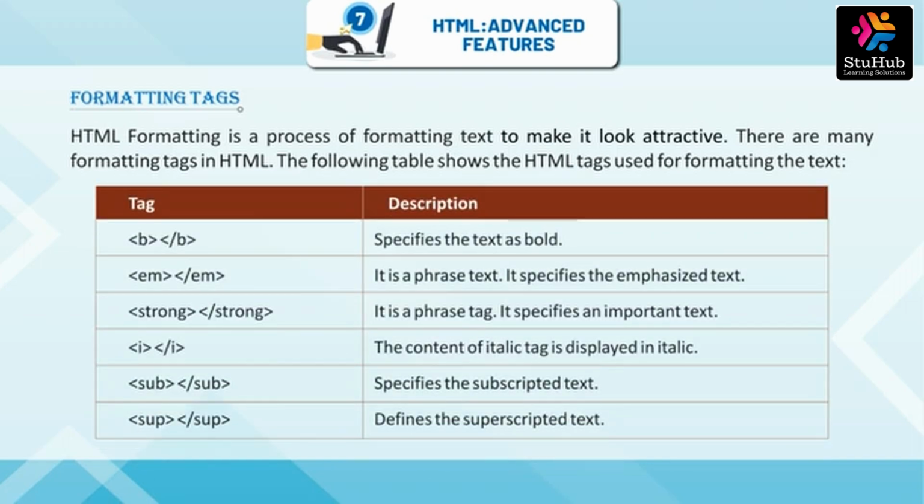Tag, description. Open bold tag, close bold tag, specifies the text as bold. Open EM tag, close EM tag. It is a phrase tag. It specifies the emphasized text. Open strong tag, close strong tag. It is a phrase tag. It specifies an important text. Open I tag, close I tag. The content of italic tag is displayed in italic.